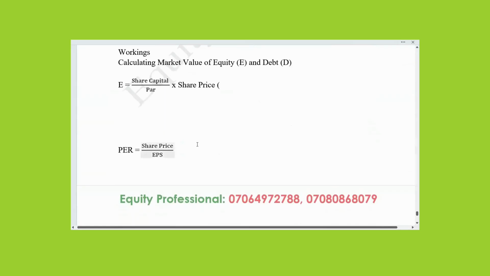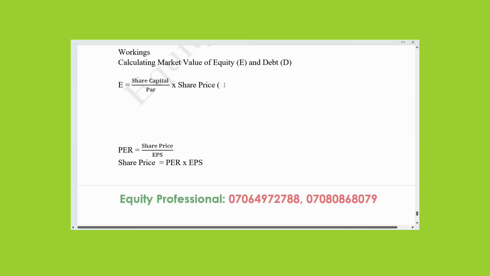From my formula here, what am I supposed to do? I will just cross multiply. I want to make this numerator the subject of the formula, so what I need to do is just cross multiply. Therefore, share price will be equal to price earning ratio multiplied by earnings per share. That's it. That's what the examiner has hidden in this question.